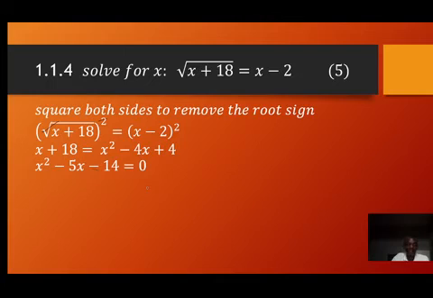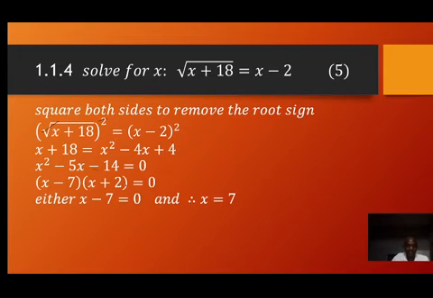Now this one being quadratic, I factorize, and when I do so, I get x minus 7 into x plus 2 equals 0. You can check this out. X times x is x squared, and then minus 7 times +2 is -14, and also -7 plus +2 is -5, which means our factors are correct.